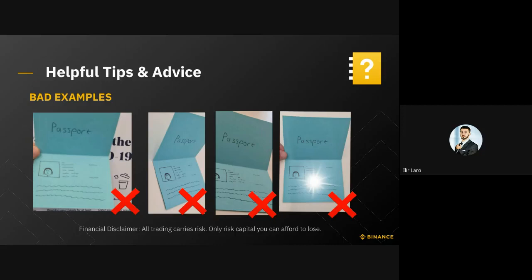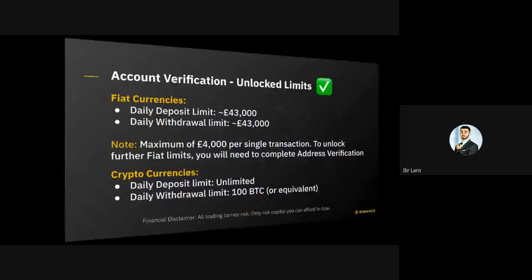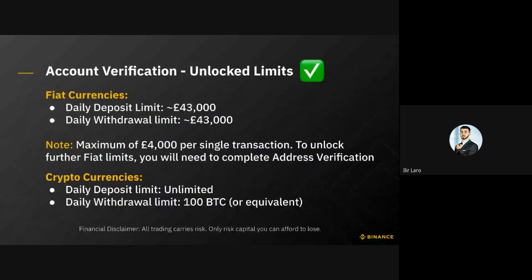And I think it's good to illustrate so that you can better avoid these and manage your verification process really simply. Once you've verified your account and it's approved, you now have unlocked some limits for your account. What I mean by this is, for fiat, for depositing and withdrawing, you unlock about £43,000 per day. That means you can deposit up to £43,000 and you can withdraw up to £43,000 per day. Just a small note, we do limit single transactions to 4,000.